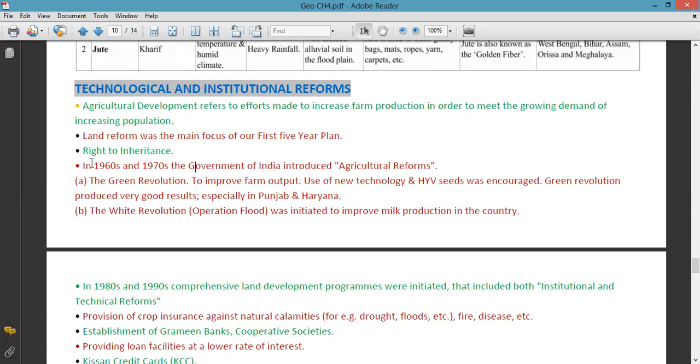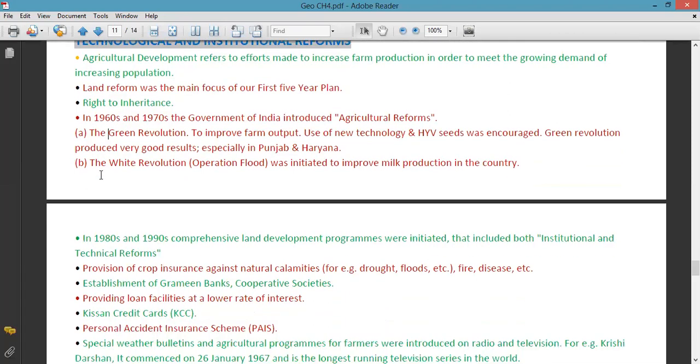Next, reforms in the 1960s and 1970s. The government of India introduced agricultural reforms. Between 1960 and 70, exactly in 1963 and again in 1965, step by step they introduced them. Under these reforms, they introduced HYV seeds. The major reform is about HYV seeds. High yielding variety seeds were introduced. And the concept of green revolution was introduced under these agricultural reforms around 1965.